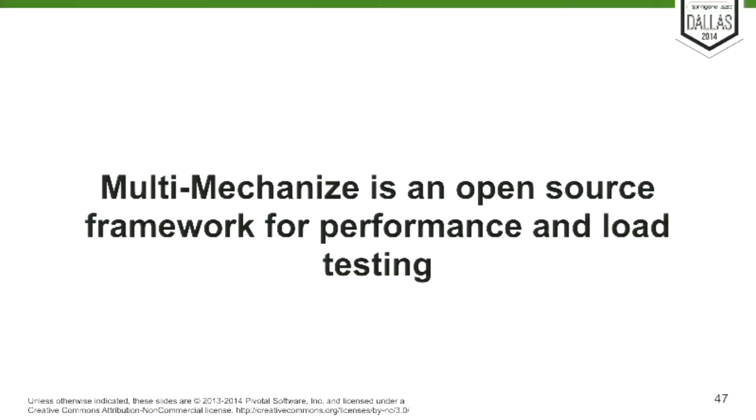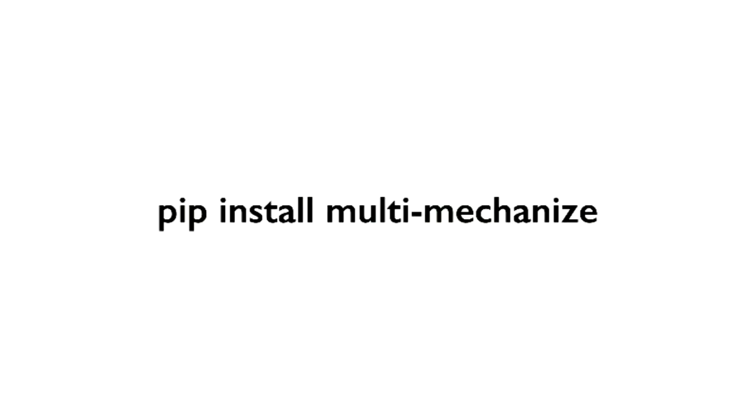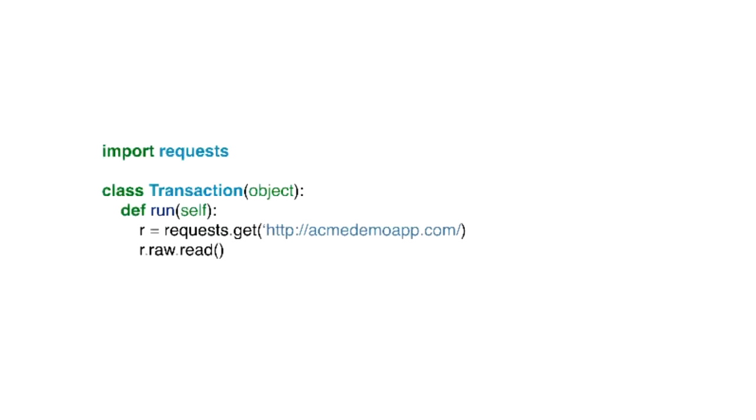Multi-Mechanize is an open source framework for performance and load testing. It's written in Python, so hopefully everyone here has some basic idea of how to use Python. The idea is simply to pip install Multi-Mechanize. Then you can bootstrap a new project with multi-mech new project, and then demo. What this will give you is really just a lightweight way to define transactions and run them at high levels of concurrency. A very simple transaction might just be to go to acmedemoapp.com and read the response time. So it could be that simple.